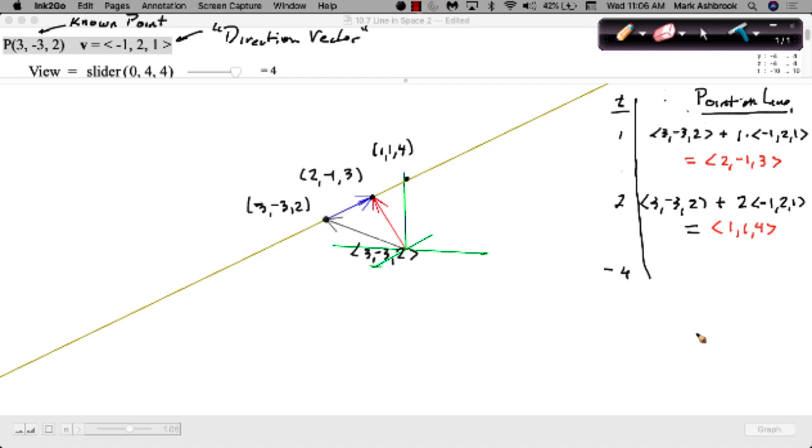So for every value of t, every scalar multiple of my direction vector generates a particular point on the line. So when t was negative 4, I would start with my known point as the position vector. So go from the origin out to 3, negative 3, 2. And I'm going to add negative 4 times negative 1, 2, 0. And what does that get me?